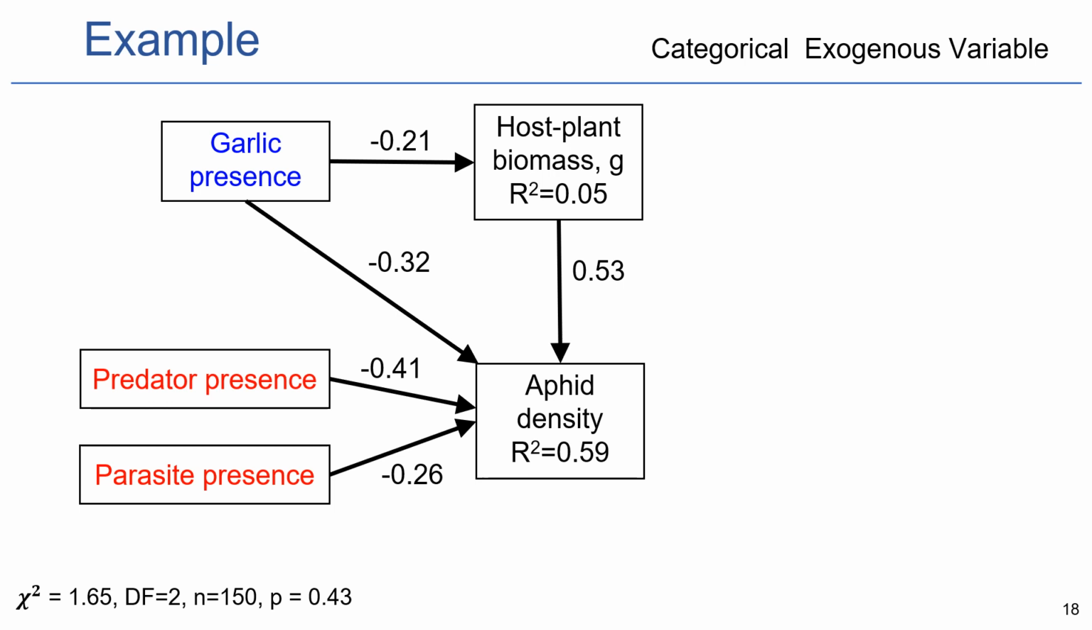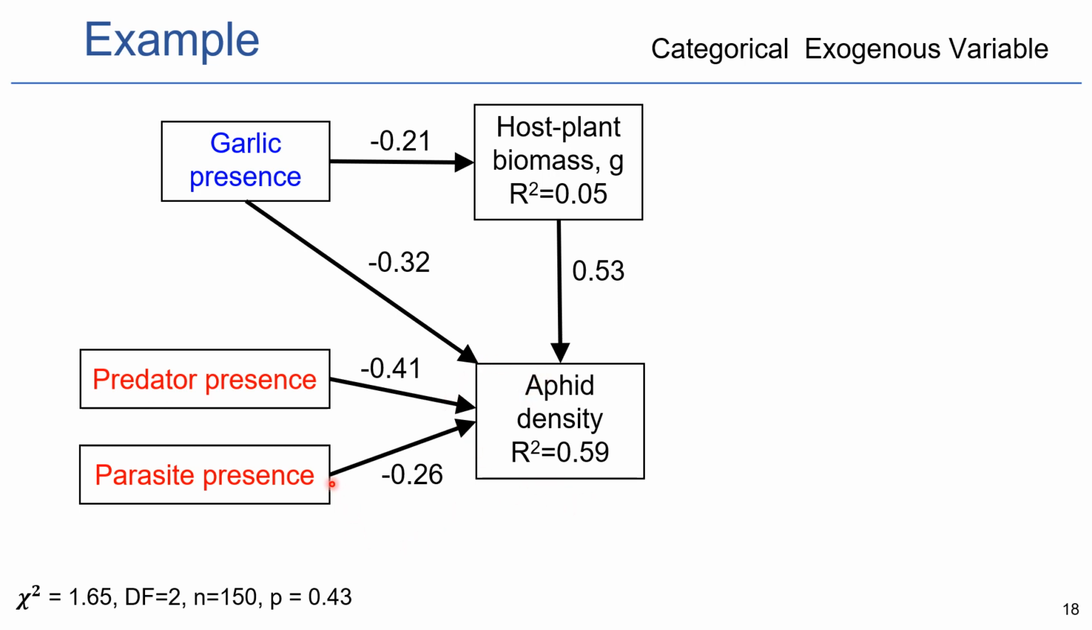And now I filled in these coefficients into our path diagram. Also, I have shown here the chi-square statistics for our model. And what we see here is that garlic negatively affects plant biomass, and in this way indirectly affects plant density, but also it directly affects aphid density negatively.